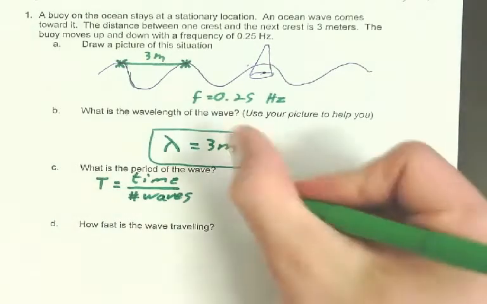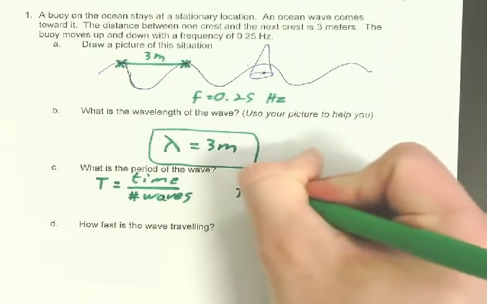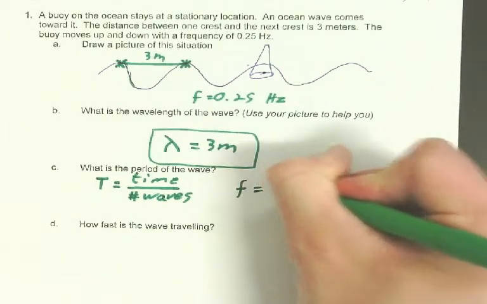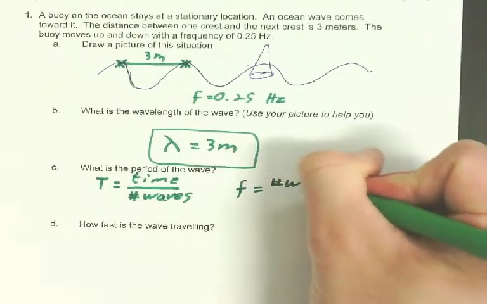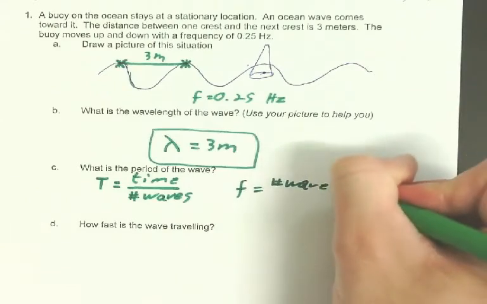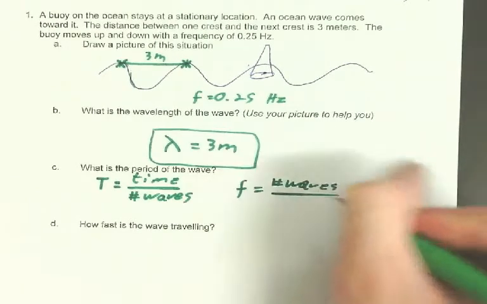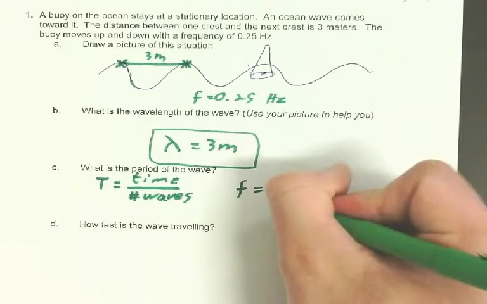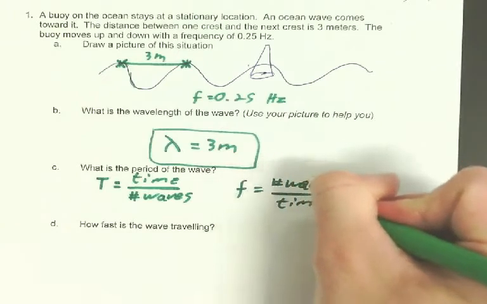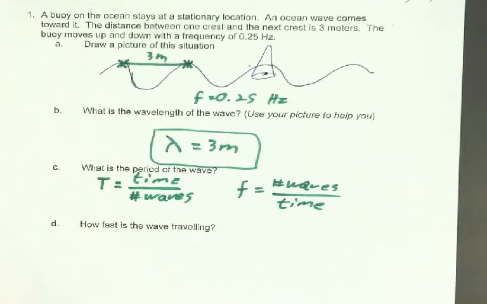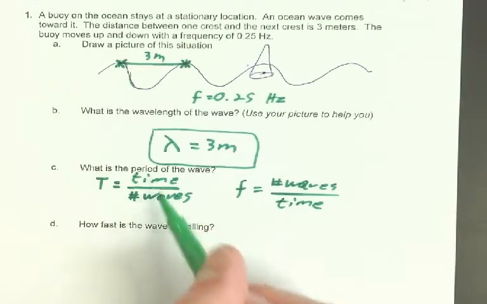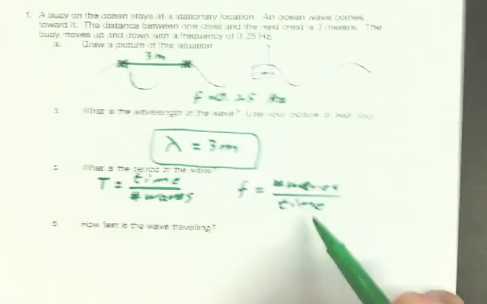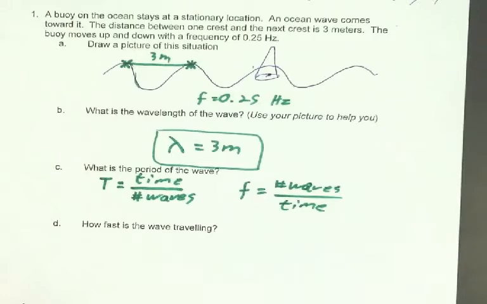Well, I remember that frequency is the number of waves over time. Number of waves you have divided by how long it takes you to get them. Okay, waves divided by time. So, notice that these are opposites. Period is time over waves. Frequency is waves over time. Because they're opposites, there's another way that I can solve these.